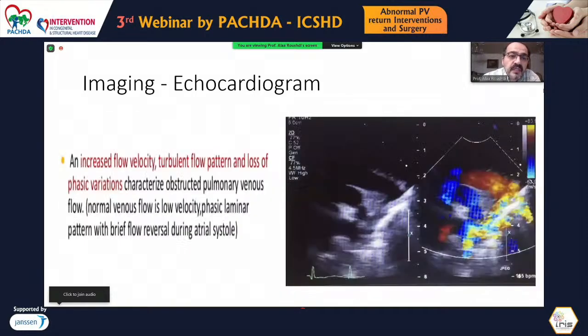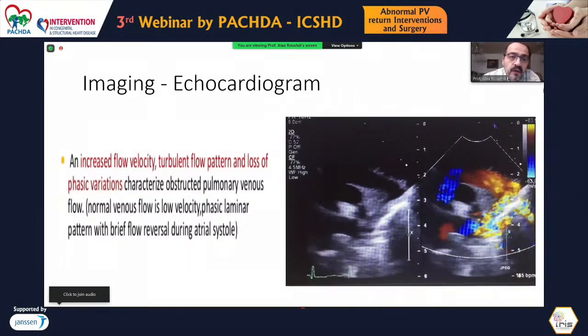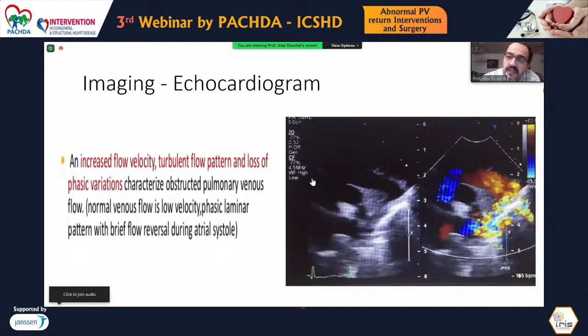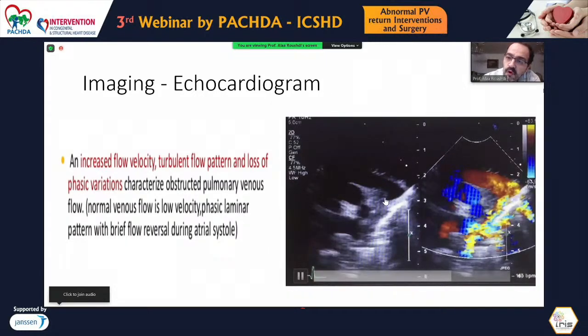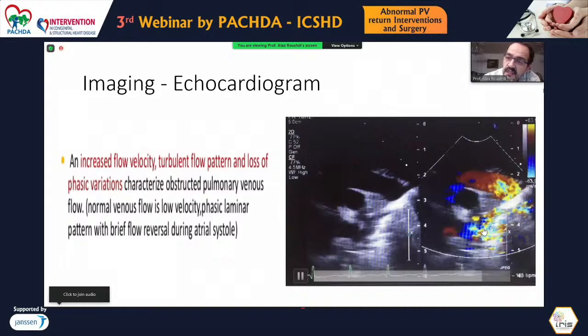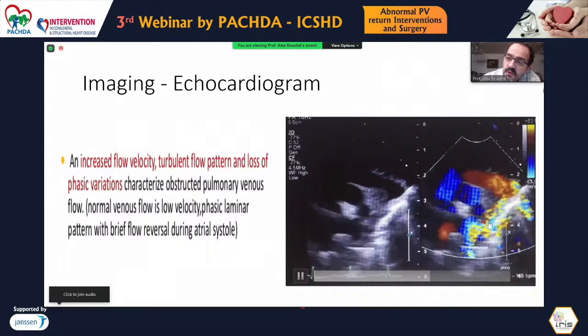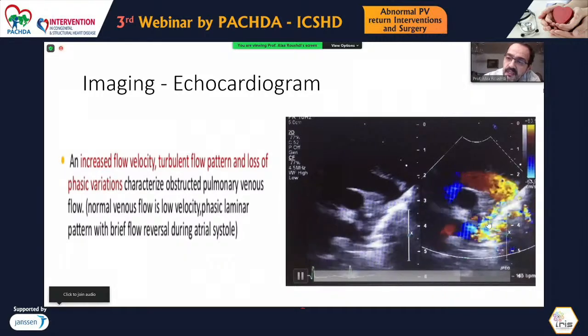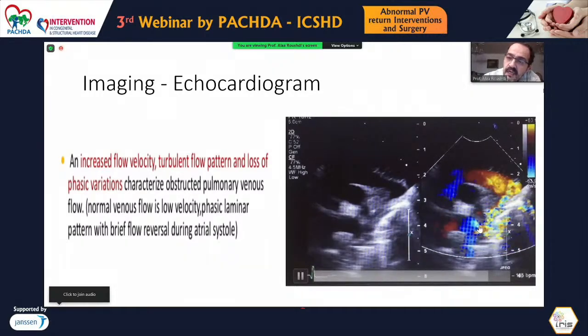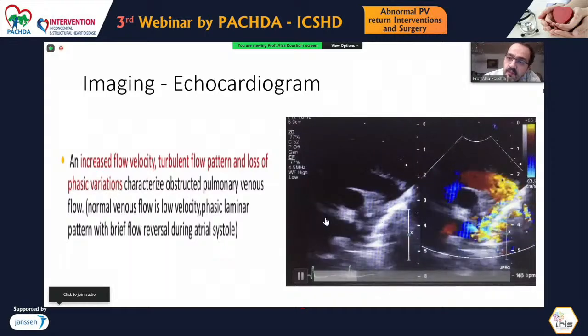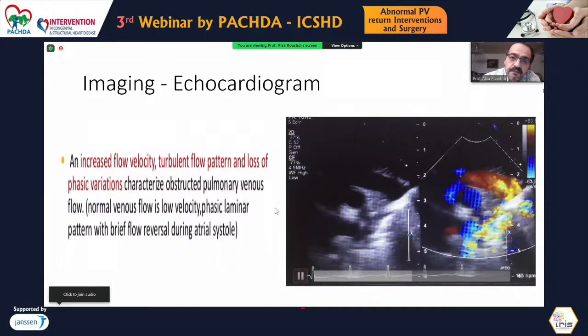Usually an increase in the flow velocity with the turbulent flow and loss of phasic variation is characteristic of an obstructed pulmonary venous channel. Here is a zoom-in view of a similar patient where there is a very characteristic turbulent flow of the vertical vein as it crosses between the left pulmonary artery and the bronchus, causing a characteristic obstruction at this site of the type 1 total anomalous pulmonary venous connection.